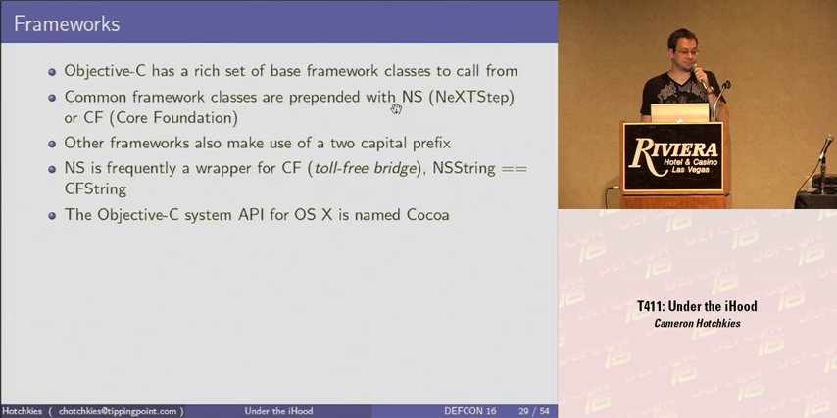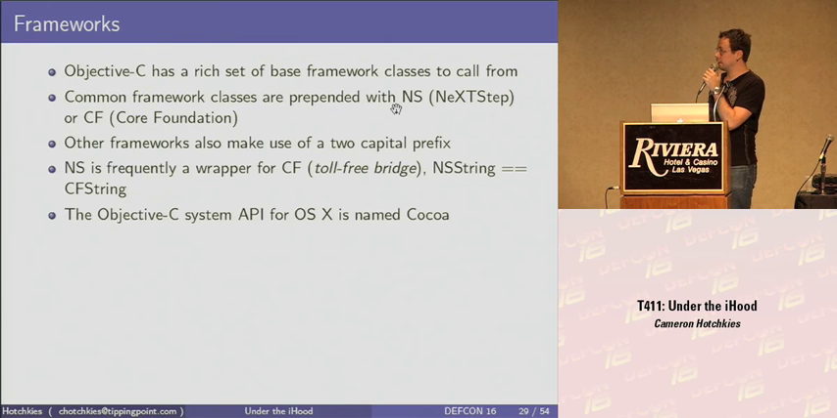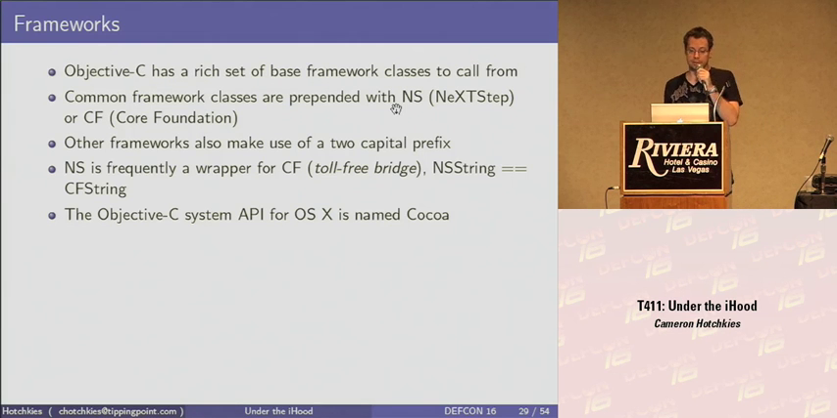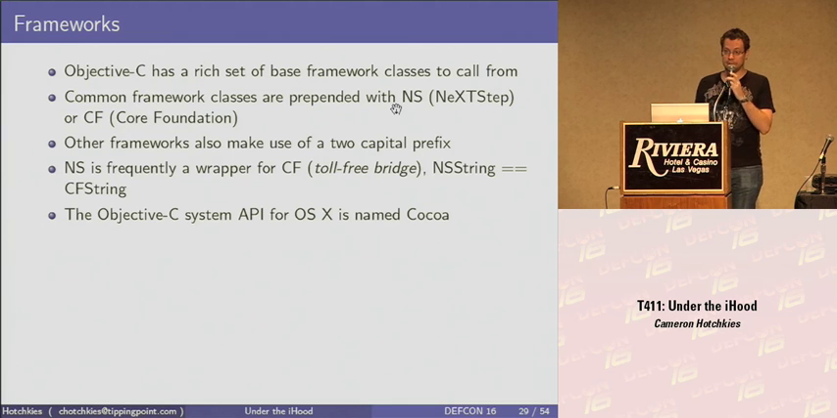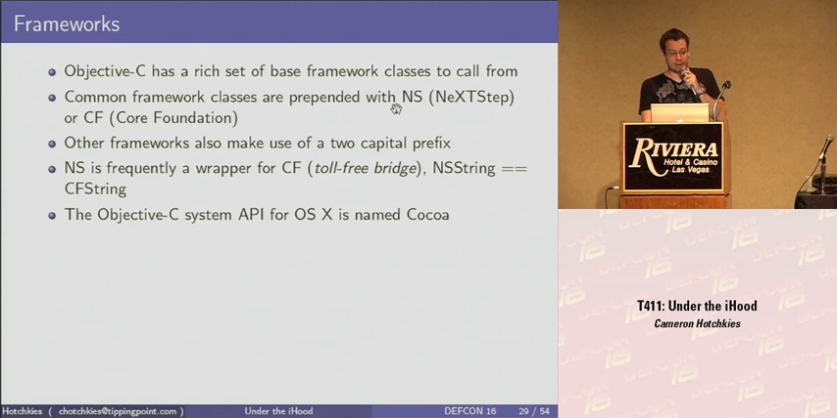Now, Objective-C has a lot of framework classes to call from. It's like other managed languages like .NET or Java, where there's a whole huge set of frameworks that are all built together. The common framework classes all have the NS or CF prepended. NS is actually the Objective-C stuff, and CF might be derived from some of the other Carbon, like C++ stuff. But pretty much it's standardized that every framework is going to have a 2 capital letter prefix.